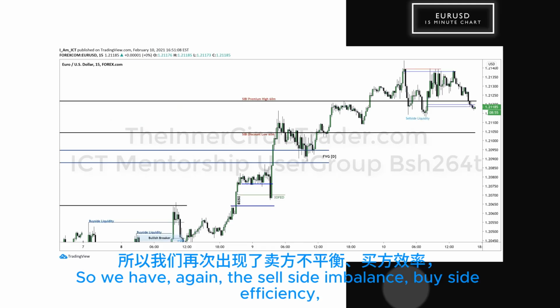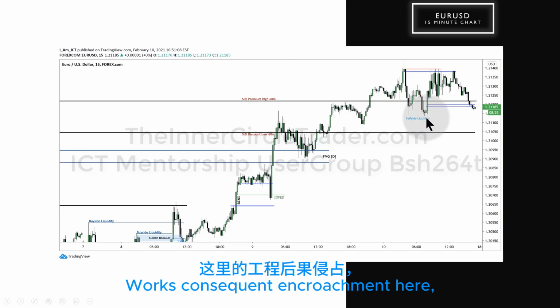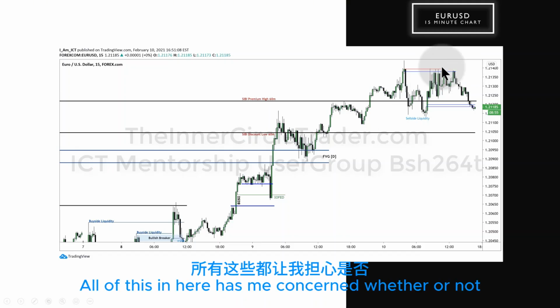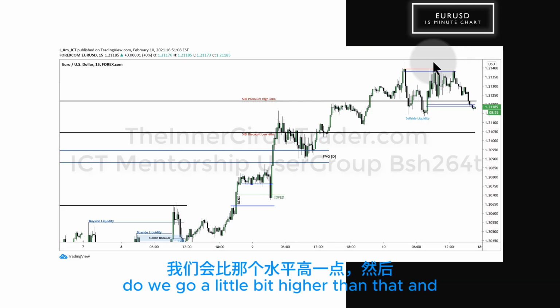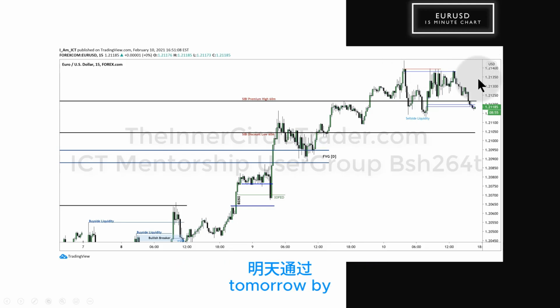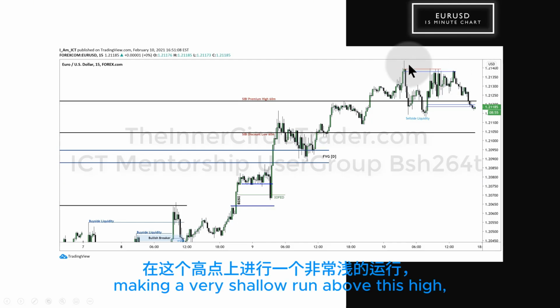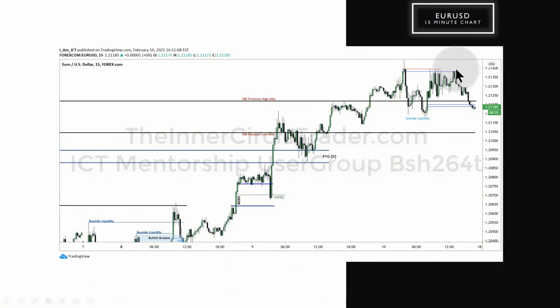15-minute euro. All right, so we have, again, the sell side imbalance, buy side inefficiency, premium high, and discount low here. Works consequent encroachment here, runs a little bit higher. All of this in here has me concerned whether or not we pump up into that in the Euro news or in the New York session. So do we go a little bit higher than that and maybe into this high and then reject tomorrow by making a very shallow run above this high, basically clearing out the buy side liquidity here?